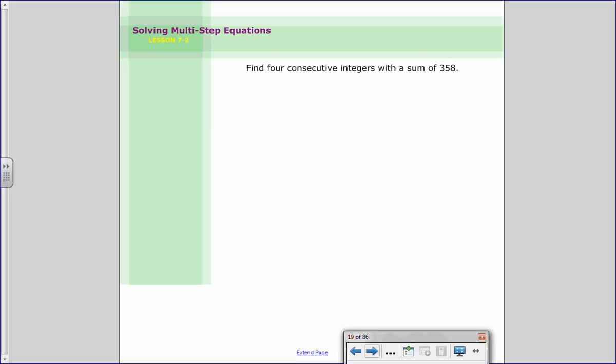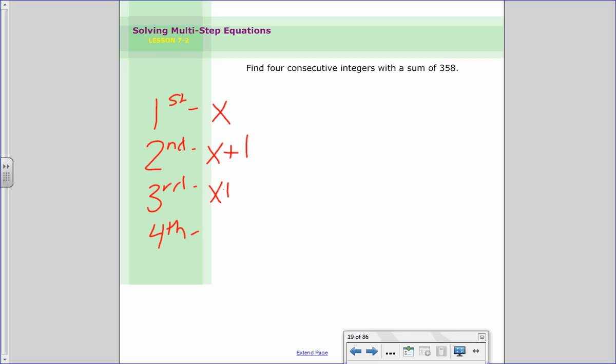All right, let's find those 4 terms. Again, this time there's 4 we're dealing with. So we have our first, second, third, and fourth number. Well, we always label the first one x. The next one is going to be 1 more than that, so x plus 1. The next one will be 1 more than that, so x plus 2. And the one after that's going to be just 1 more, so x plus 3.